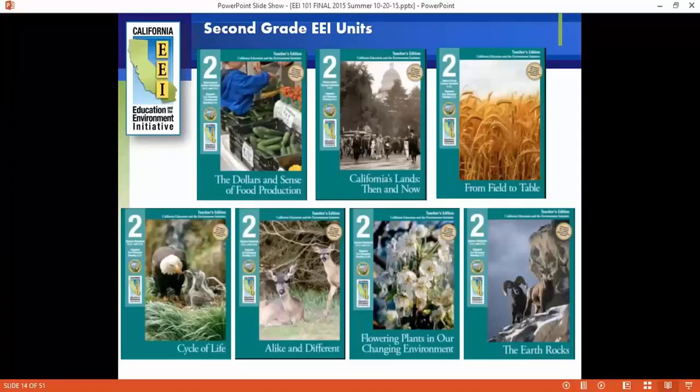By 5 o'clock. Second grade, students are actually introduced to economics. They are, in second grade here, in the dollars and cents of food production. And then just learning about animal and plant reproduction cycles.